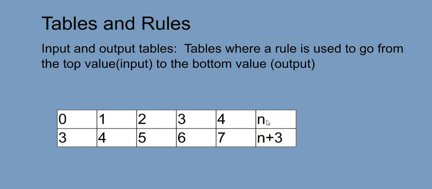And then you see this n column over here. That's where we're going to say, what do you do to n to get to the bottom? In other words, what's the pattern to go from top to bottom? If you notice, from 0 to 3, 1 to 4, 2 to 5, 3 to 6, 4 to 7, that's always the top number n plus 3. So that's what we call the rule. The rule for this table is n plus 3, because to go from the n, or the input, you add 3 to get the output. Let's look at our first problem that you'll see on your worksheets.